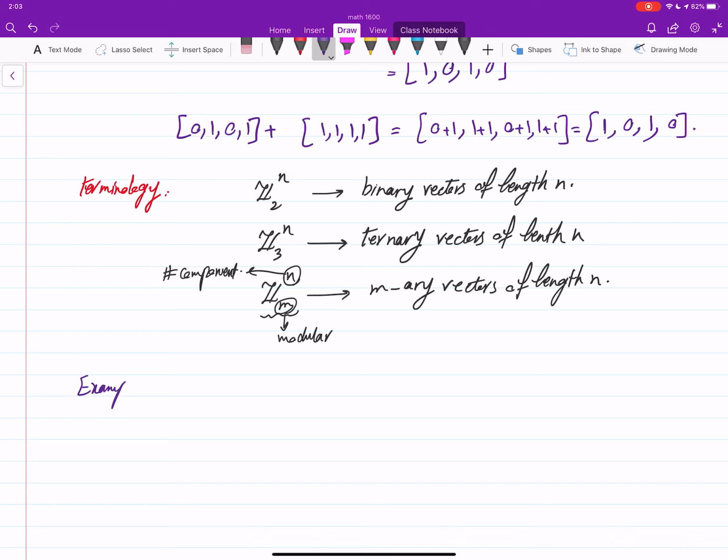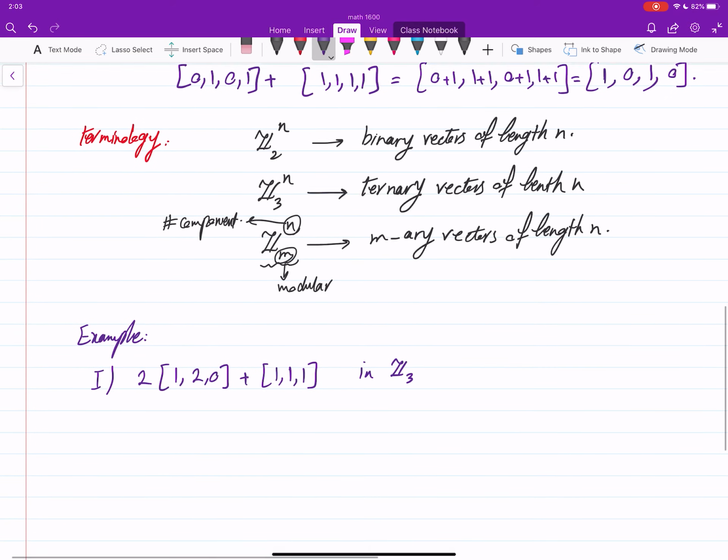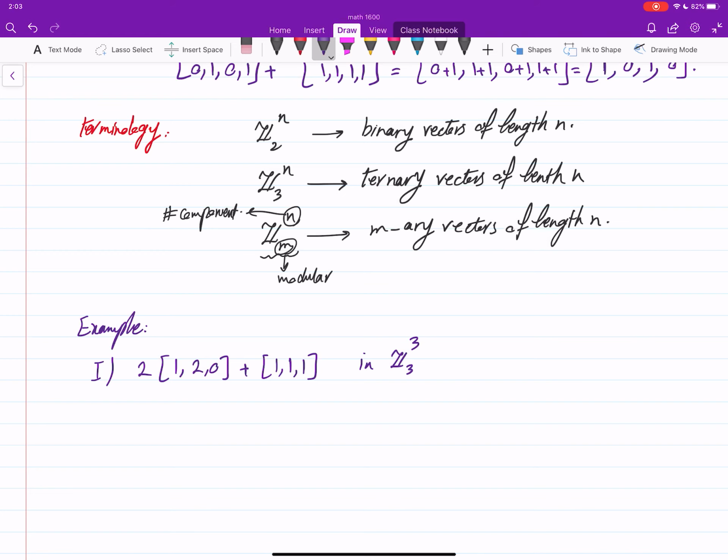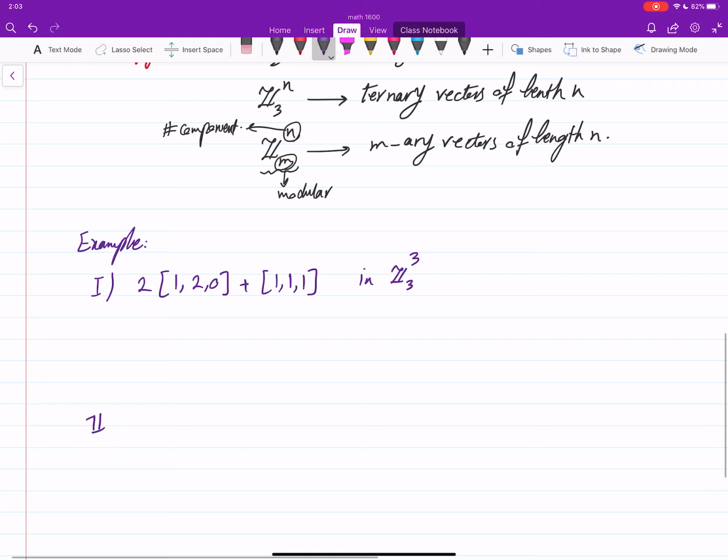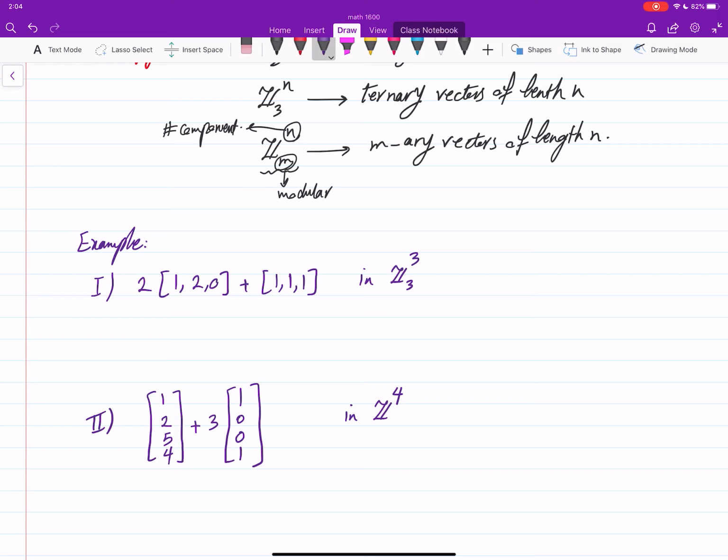Let us do a few more examples. Example 1: what is 2 times 1, 2, 0 plus 1, 1, 1 in Z3 to the power 3, so 3 components? And this one: 1, 2, 5, 4 plus 3 times 1, 0, 0, 1. First of all, it has 4 components, and the modular operations are done in Z6. Let's complete this.